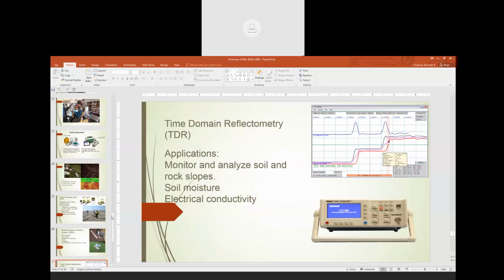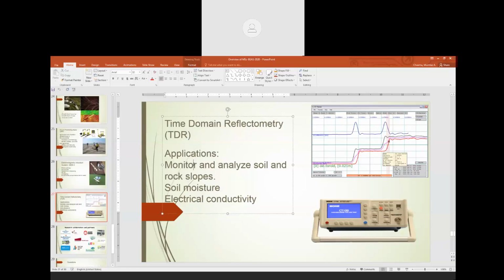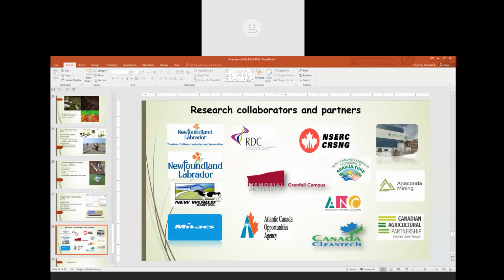We have another very active project with the Anaconda Mining. They are producing almost 2 million tons of waste. They call it the rock dust, and we are having one project that has NSERC funding, TCIA funding, ACOA funding. This is almost a $500,000 project, and 3 students, one postdoc and one PhD student are working on that project.